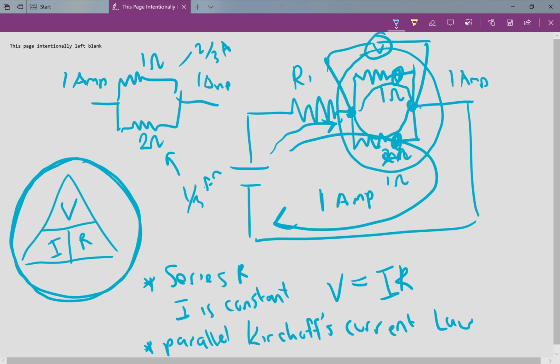So that's a few strategies that may help you in doing this type of circuit. So have a play with that, and we'll do some real life problems shortly.